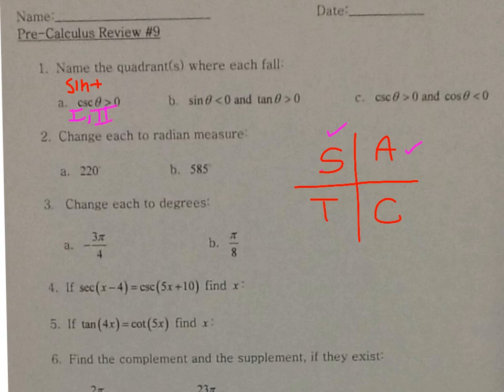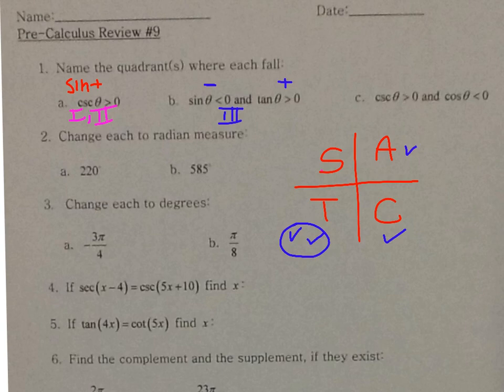All right, so let's take a look at the next one. Let me just get rid of the check. All right, so the next one we have here, sine theta is less than 0 means sine is negative. Tan theta is greater than 0 means tan is positive. Sine is negative in 3 and 4. Tangent is positive in 1 and 3. So I'm looking for where sine is negative, tan is positive. That's quadrant 3.